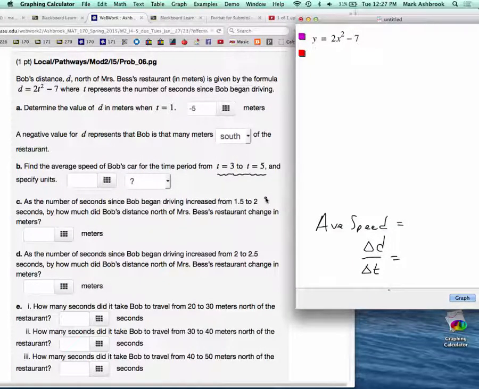So one of these is really easy. Which one do we know right off the bat? Delta D or delta T? Delta D? Delta T is what? 2. 5 minus 3 is, you don't even have to do the subtraction, you know. From 3 to 5 means a change in time of 2. But formally, it'd be 5 minus 3. Okay, so we know that our change in time is 2.